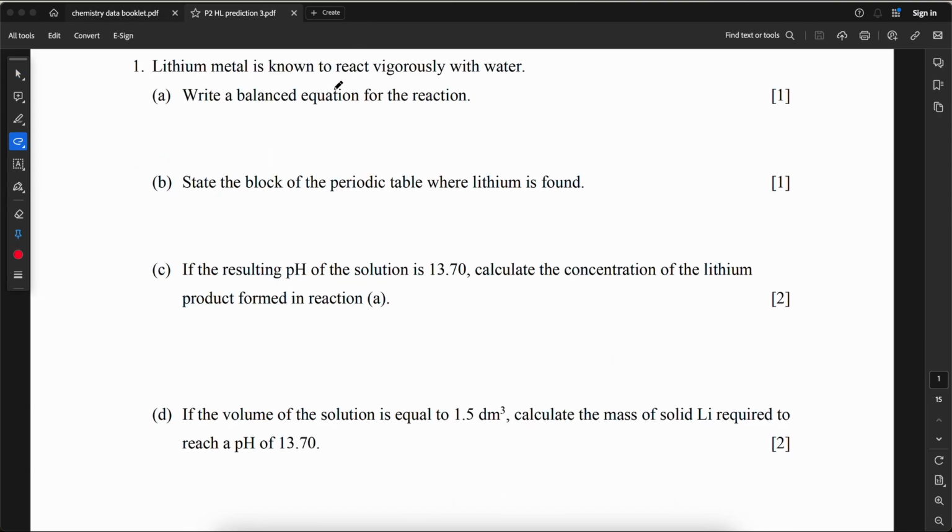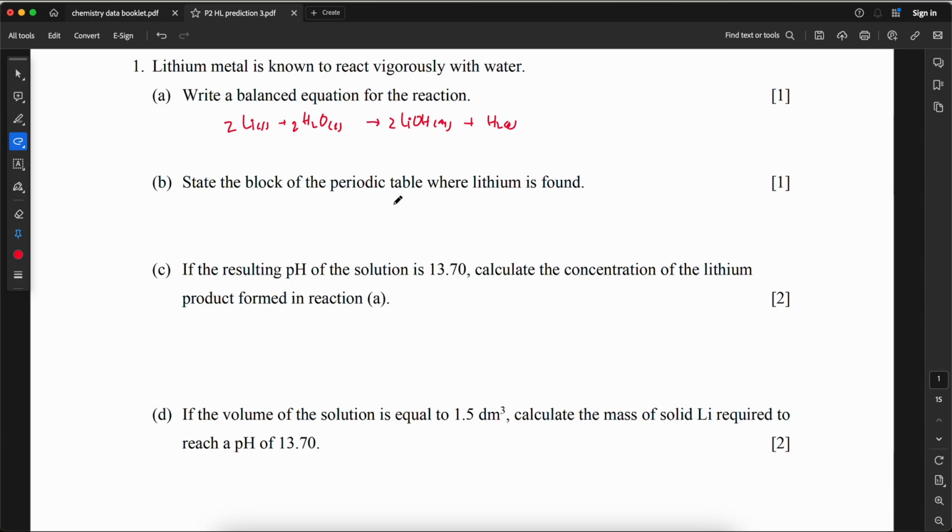Lithium metal is known to react vigorously with water. Write a balanced equation for the reaction. So lithium metal, that would be solid, when it reacts with water, liquid, will produce LiOH aqueous and hydrogen gas. So we need to balance them. So this will be 2, this will be 2, and this will be 2 as well.